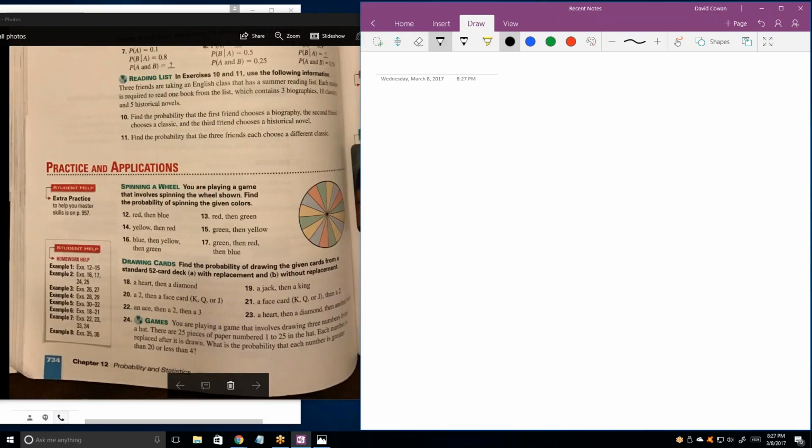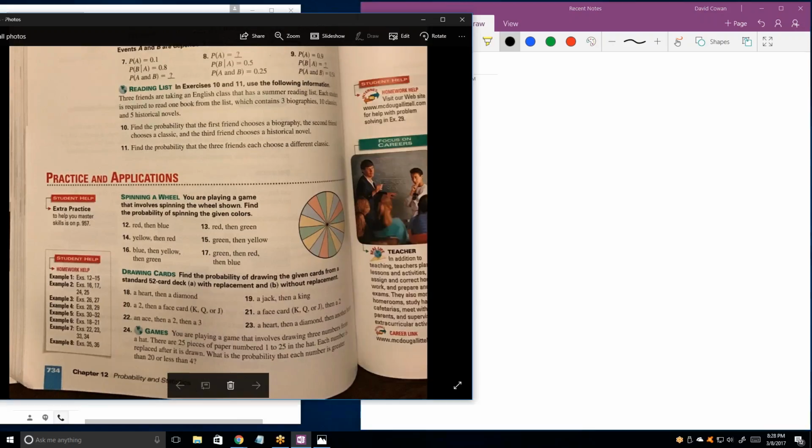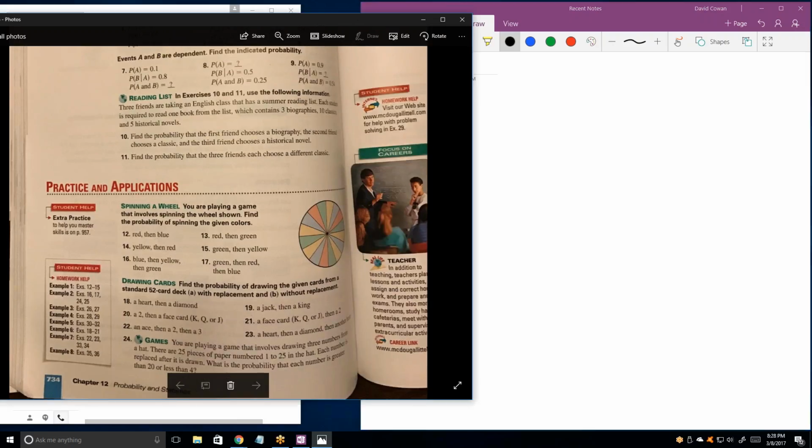A 52 card deck has 4 suits, and each suit has 13 cards in it. You got ace through 10 is 10 cards, and then you have jack, queen, and king, which is 3 face cards. So that's how you get 13 cards per suit. That's all you really need to know, is that the deck has 4 suits, each suit has 13 cards. Now, this is one with replacement, one without. So what's the odds of getting a heart?